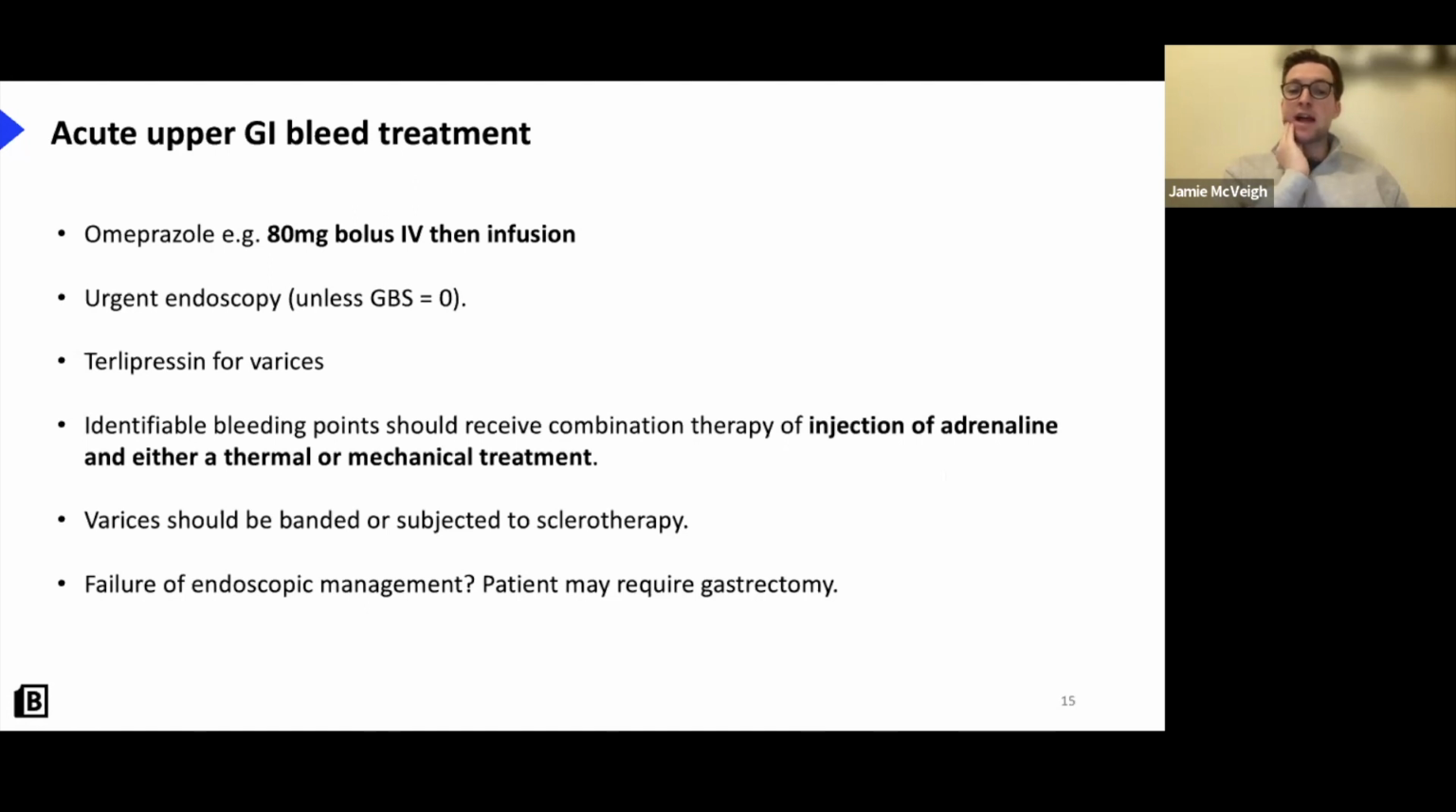Varices themselves can be treated with sclerotherapy, where you inject a medicine into the vein itself and it causes scarring of the vein and therefore reduces blood flow through it. And if you really can't control them with endoscopic management, they quite often require a gastrectomy. Okay, so that is acute upper GI bleeds.